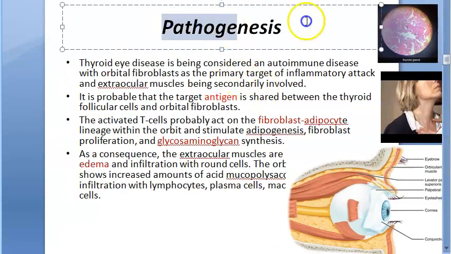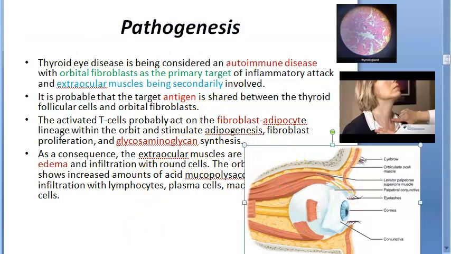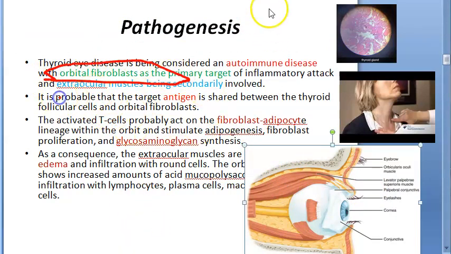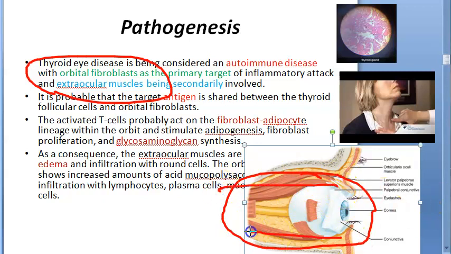Interesting. Now, pathogenesis, actually what is happening, let us look at, okay? In pathogenesis, what they are saying is there is somebody targeting the orbital fibroblasts and the extraocular muscle. Who are those? Some antibody, some autoimmune condition is targeting the orbital fibroblasts. So let us say this is the orbit. You have the fibroblasts here. The orbital fibroblasts are being attacked. The extraocular muscles are being attacked. By whom? By some autoimmune process.